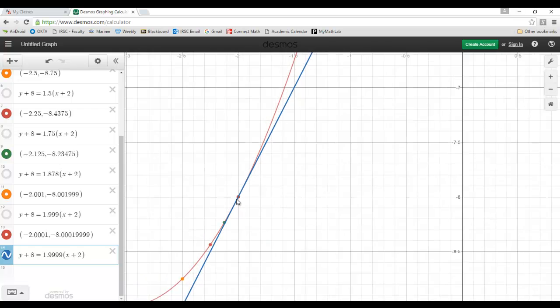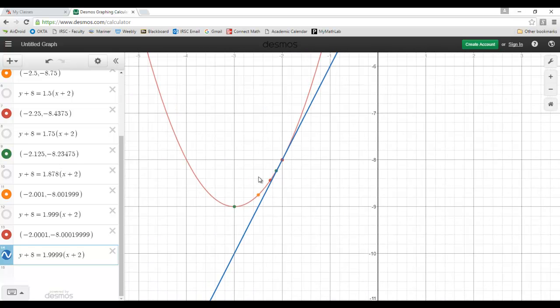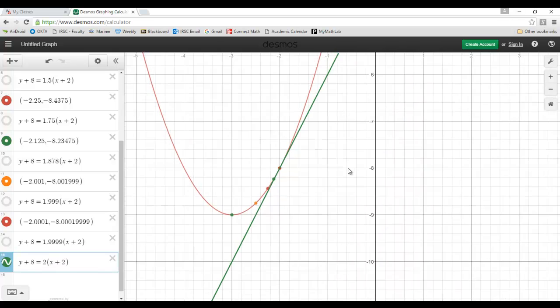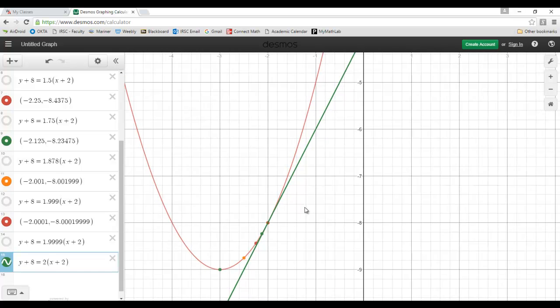Okay. Now let's zoom way back out, getting the global picture here. I'll even turn that last secant line off, and here is going to be the equation of my tangent line, because we have just, I think, correctly guessed that the slope of the tangent line is going to be 2. So if the slope is 2, then we can easily find the equation of the line, just like we've been doing: y plus 8 equals m, which we're going to say is 2, times x plus 2. And there we have it. Green. There's my tangent line.